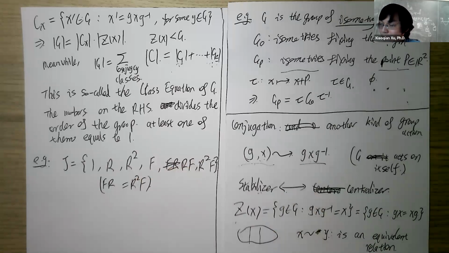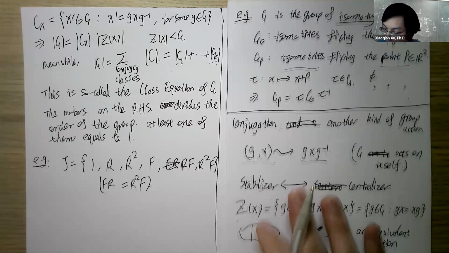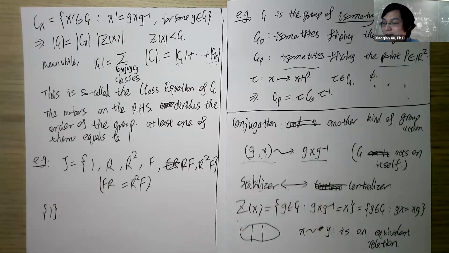Now, let's try to find all the conjugacy classes and then find the class equation of this set. You may find it's not so easy. It's kind of tedious, but we can do that. Okay, let's try to do it. First, you know that the identity by itself forms a conjugacy class.